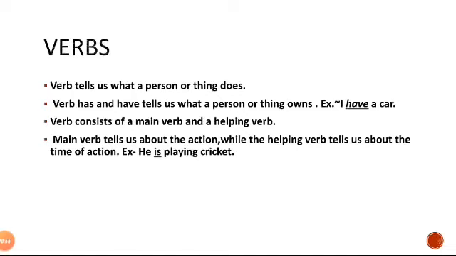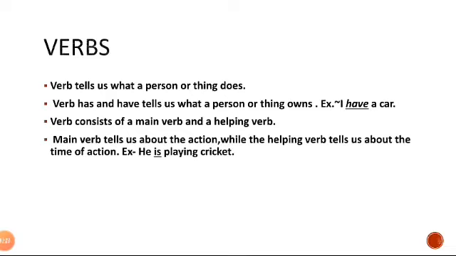Then the verbs has and have tell us what a person or thing owns. Example, see, I have a car. So here have is showing what I own, car. Okay. And every verb consists of a main verb and may also contain a helping verb.